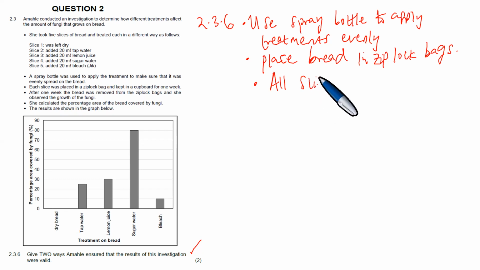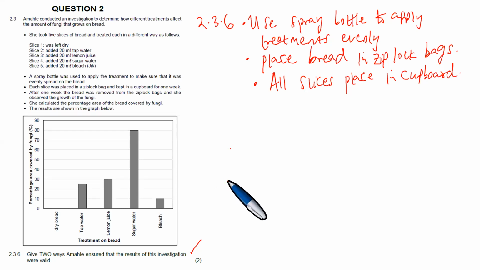But she also ensured that all slices were placed in the cupboard. That is very, very important. She decided to put all the slices in the cupboard, no exception. All 5 slices were put in the cupboard to make sure that the results were valid, because she did not leave another slice somewhere else, under the table or outside in the sun. She did not do that.